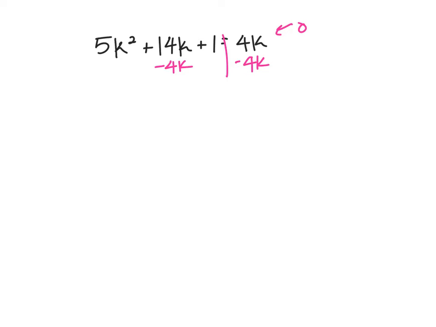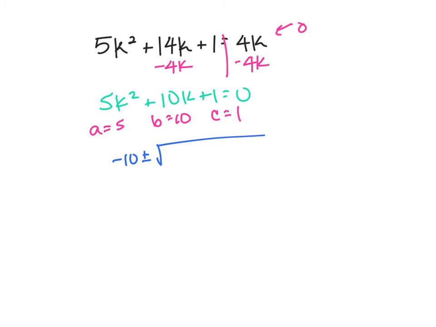So we have 5k squared plus 10k plus 1 equals 0. We are now in standard form, set equal to 0. We can use our quadratic formula. Let's see, opposite of b plus or minus the square root of b squared minus 4ac all over 2a.